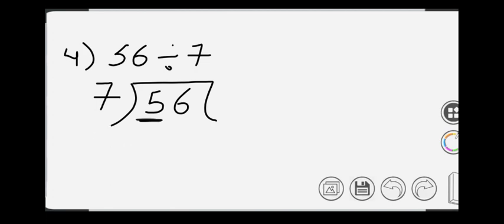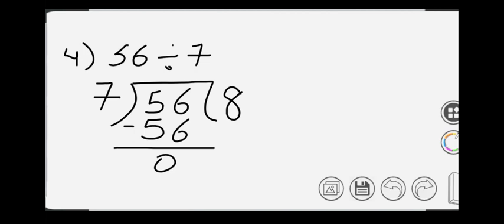So let us start. As we know that 7 8s are 56. So here I will be writing 8 on the right hand side of the home. So 7 8s are 56. And after that again the same step, I will subtract both the numbers. So 56 minus 56 is 0. So here our quotient is 8 and the remainder is 0.